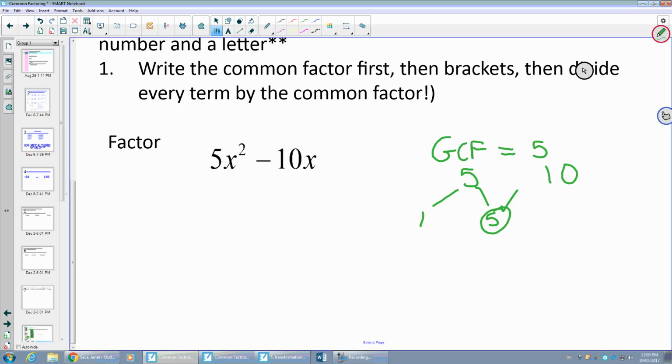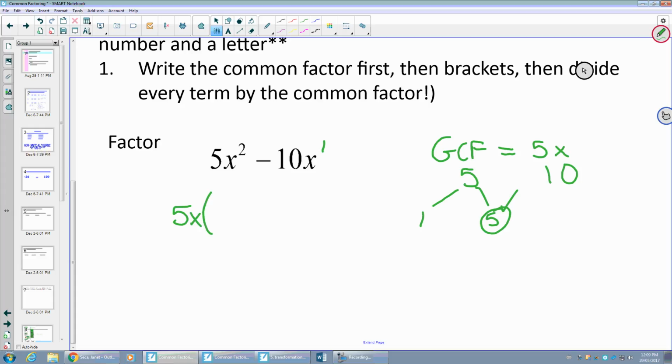And now I have to look at my variables. When I look at my variables, this has an x squared, this has an x to the 1. I want to take the smallest exponent. What's smaller, 2 or 1? 1 is smaller, so I'm going to common factor out a 5x. So I'm going to leave a little bit of space. I know you don't have very much space, but you can kind of work with it. 5x is my greatest common factor.